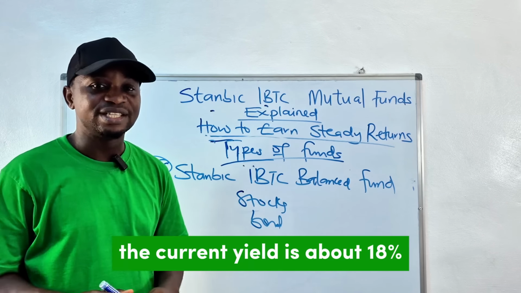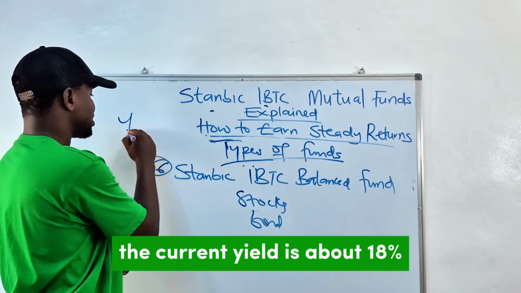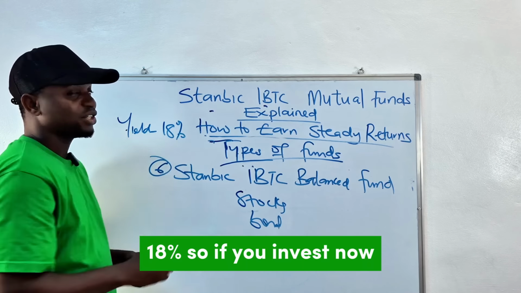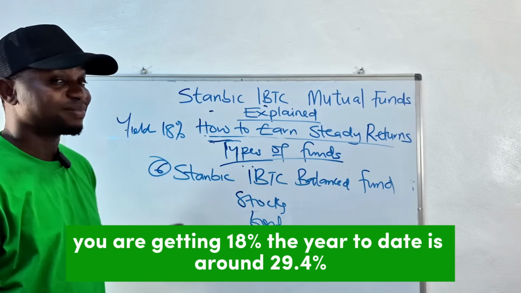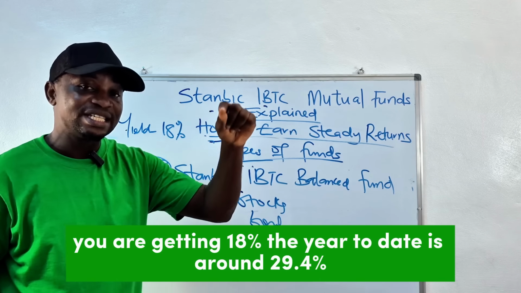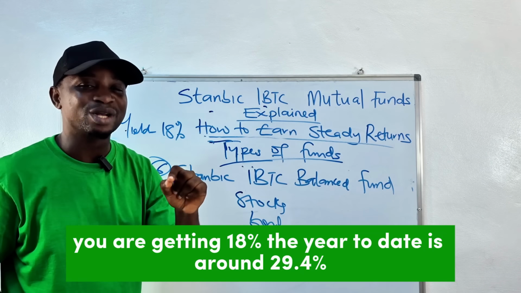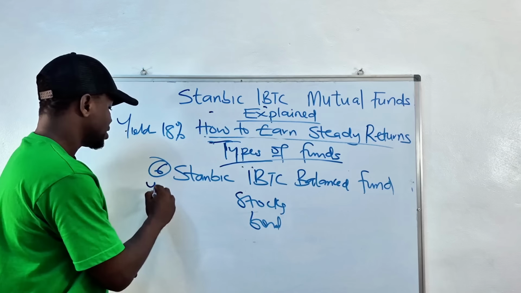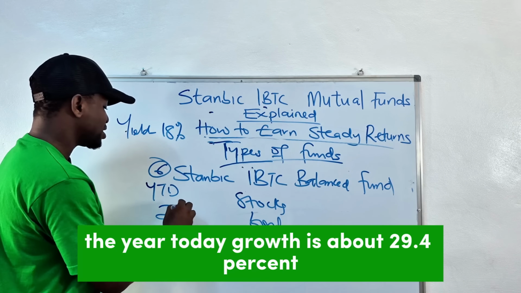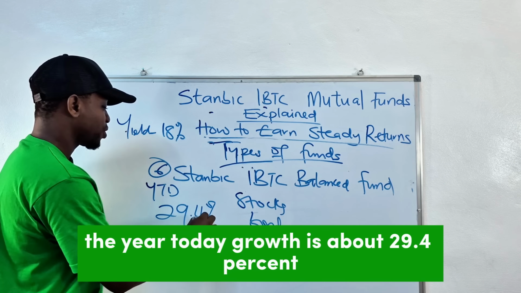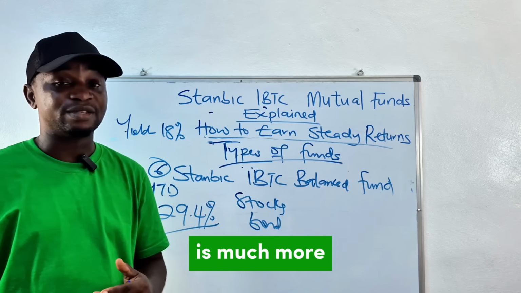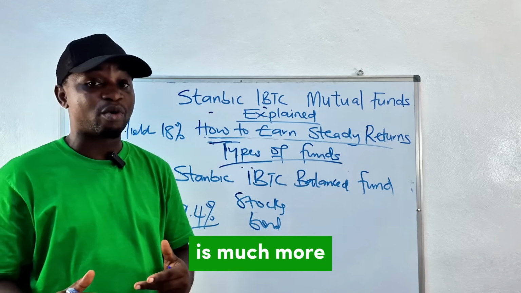The current yield is about 18%. So if you invest now, you are getting 18%. The year-to-date growth is around 29.4%. You can see that this one is much higher than the others we have mentioned. And in 5 years, this fund has returned a cumulative 120%.